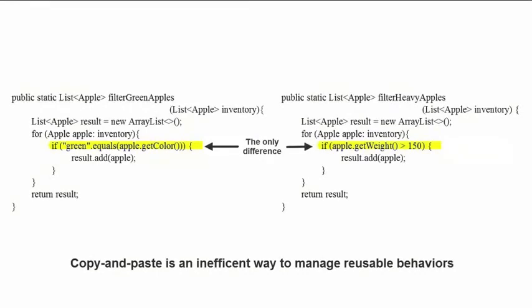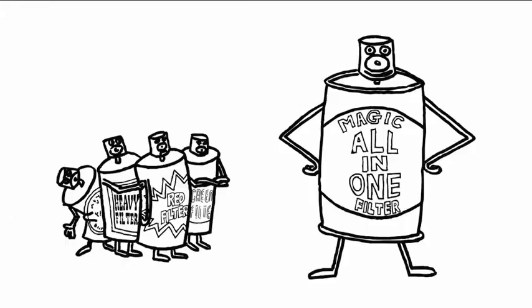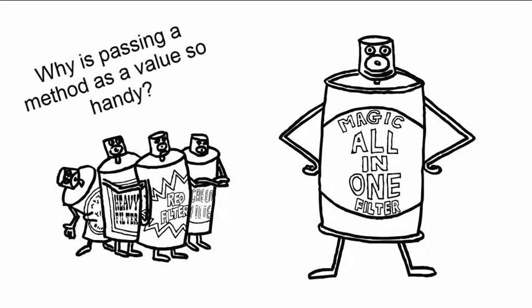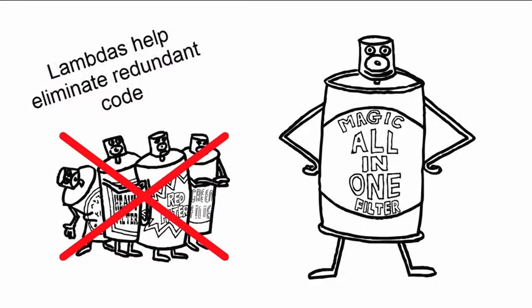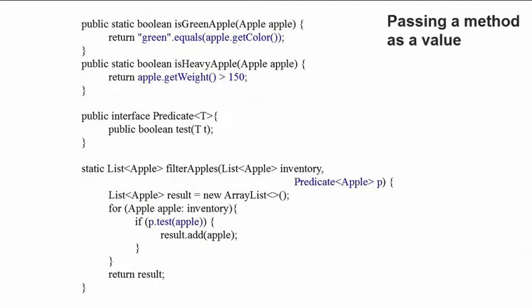We all know the dangers of copy and paste for the software engineer. And hey, these two methods vary only in one line, the highlighted condition inside the if construct. Here's where passing a method as a value is really handy. Java 8 makes it possible to pass the code of the whole condition as an argument, thus avoiding the code duplication of the filter method. Let's look at how you can write this and step through some of the important features of this code.